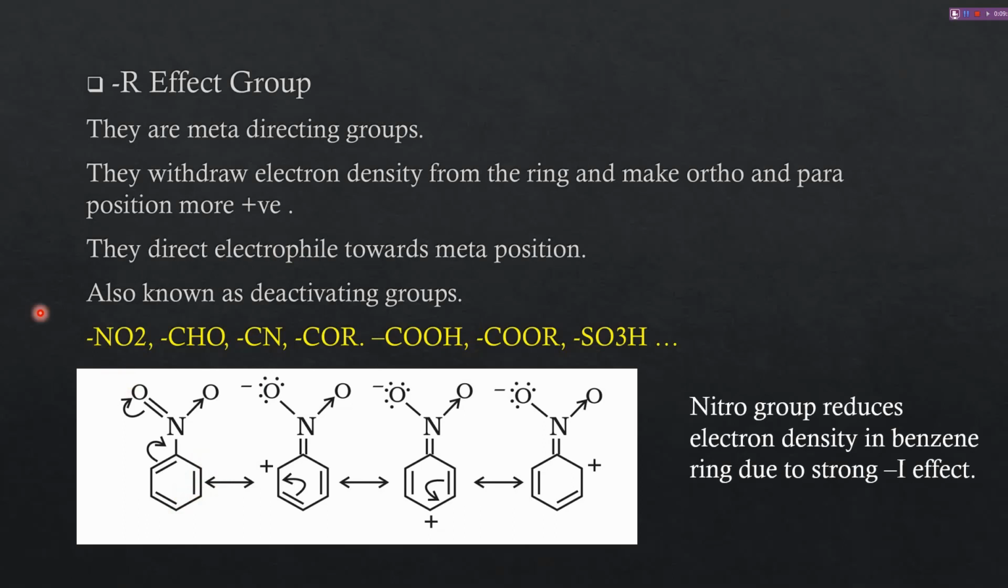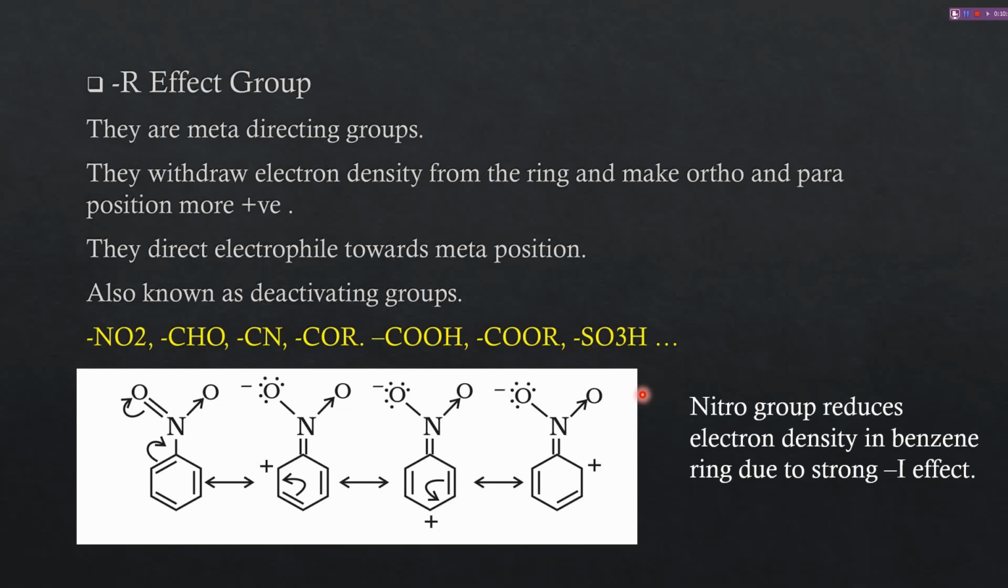So the examples of minus R effect groups are NO2, CHO, CN, COR, COOH, etc. So here nitro group reduces electron density in benzene ring due to strong minus I effect. Okay, so here like we have already discussed about OH group. In OH group the minus I effect is not that strong. So hence plus R effect is more. Like here, if minus I effect was more, the electron density will be withdrawn from the group. So that is not happening in the case of phenol, right?